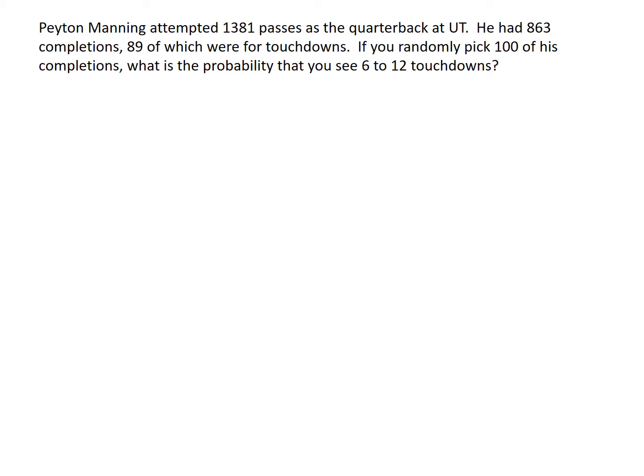This time we want to know what the chances are that if we randomly pick 100 of his completions at UT, somewhere between 6 and 12 of those passes turn out to be touchdowns. So we want to know the probability that p hat is between 6 out of 100 and 12 out of 100, or 0.06 and 0.12.